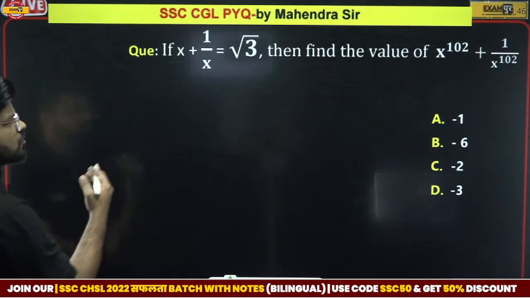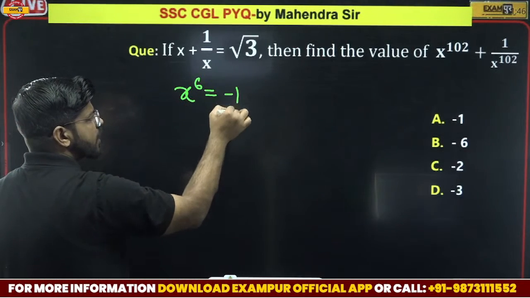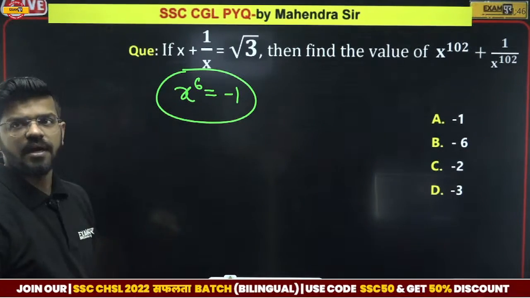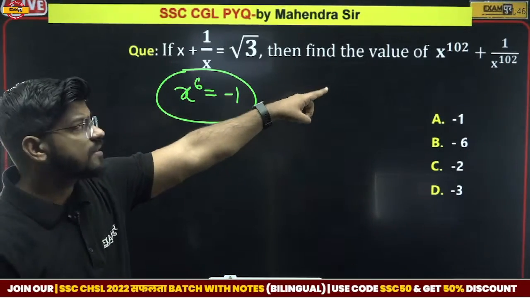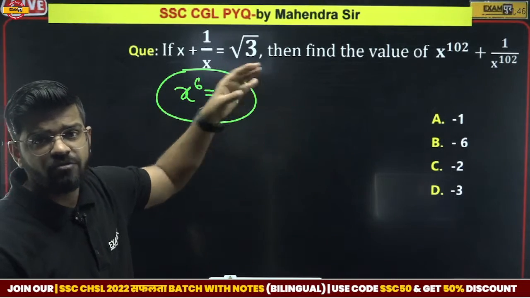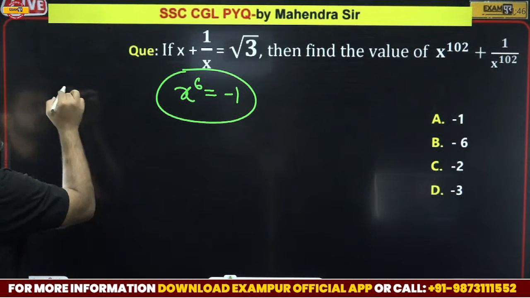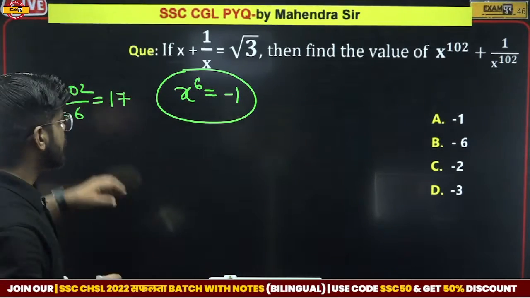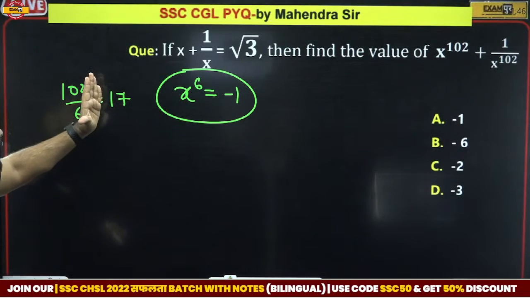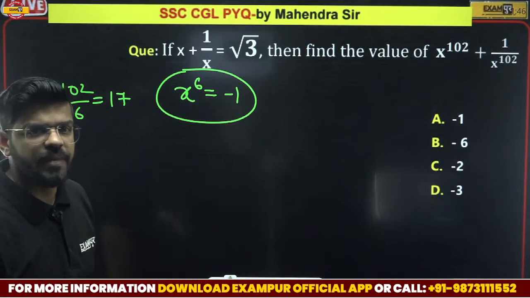Super. So if x plus 1 upon x is equal to root 3, that means x to the power 6 is equal to minus 1. I told you that earlier. That means we have to break this into powers of 6. So just divide 102 by 6. What are we getting? 6 ones are 6, 4, 42, 6. We have got an odd power. So we are getting minus 1 there. Clear?